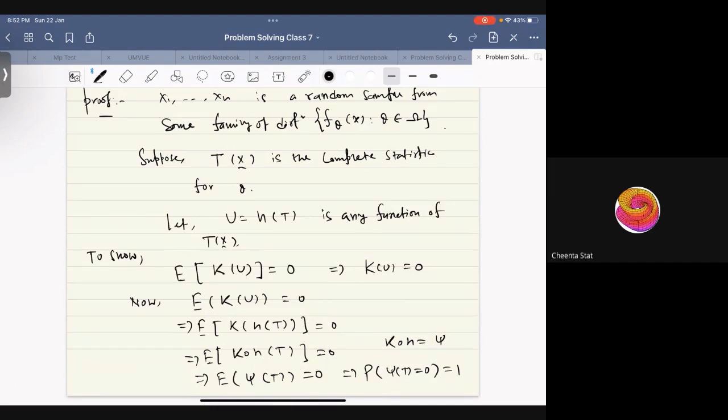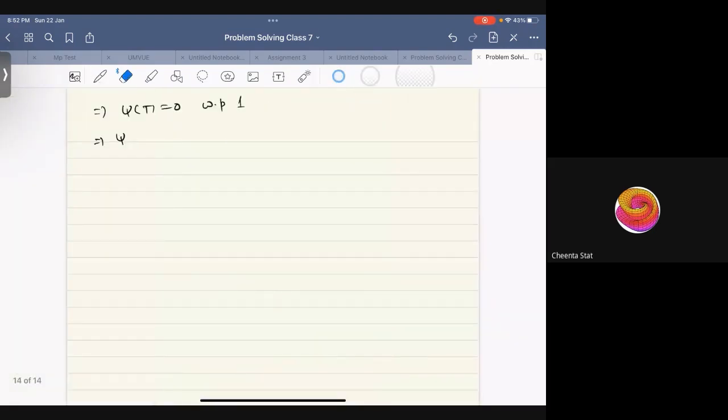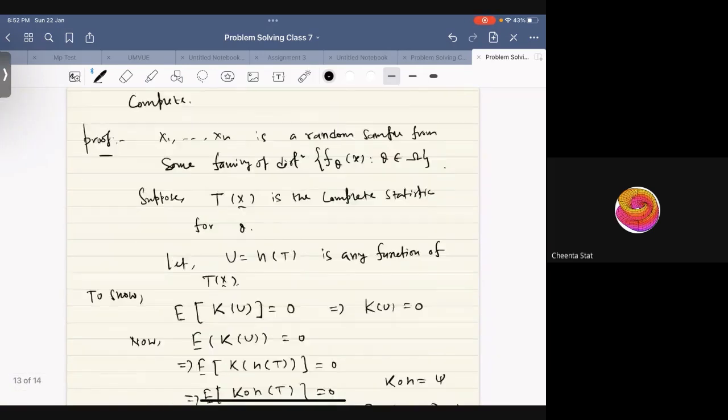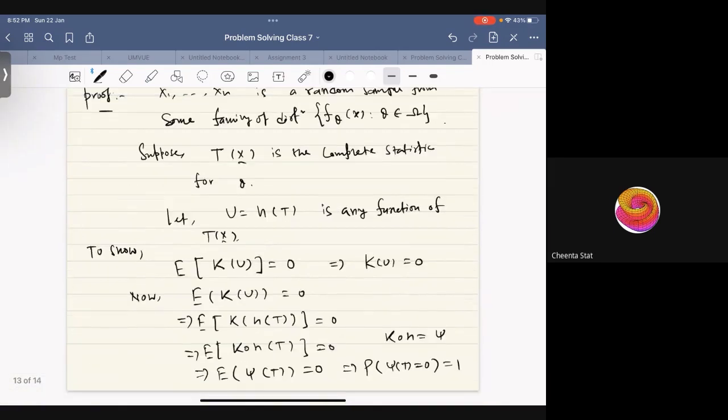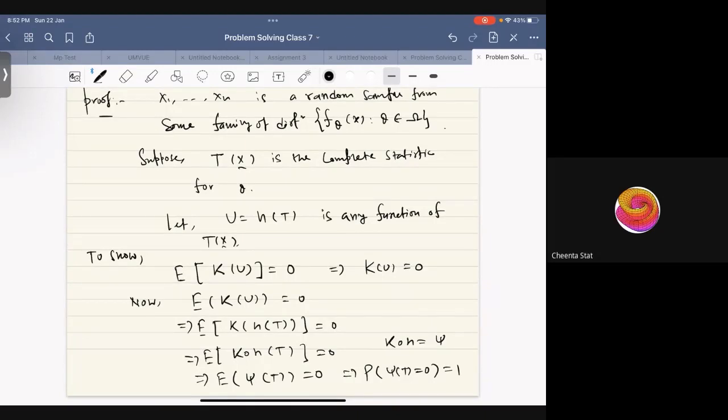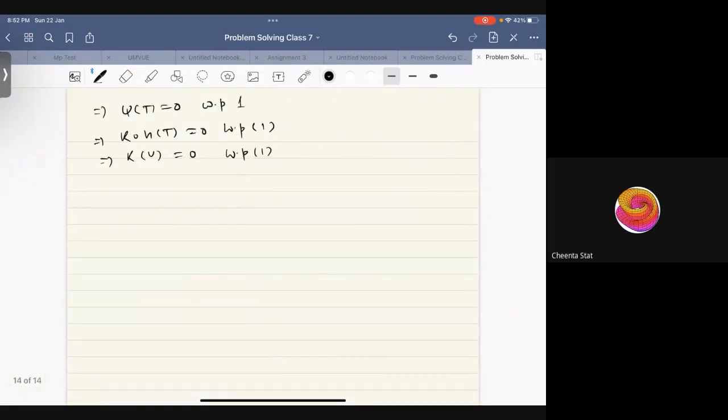Curl KHTX. So sin t equal to 0 means KHT equal to 0 with probability 1, and KHT equal to 0 means KU equal to 0 with probability 1. So obviously expected value of KU equal to 0 implies KU equal to 0 with probability 1, which means U is a complete statistic.